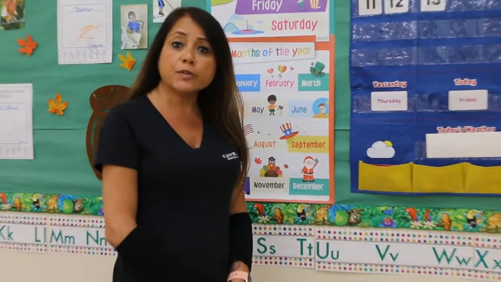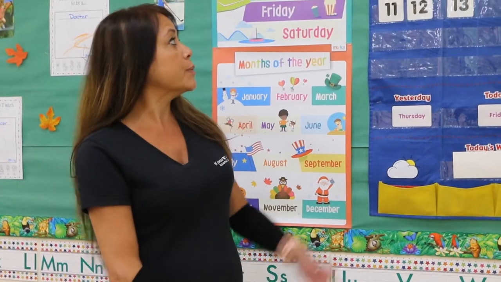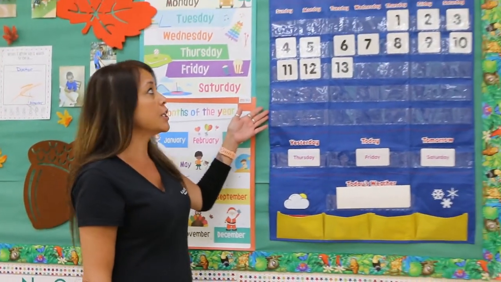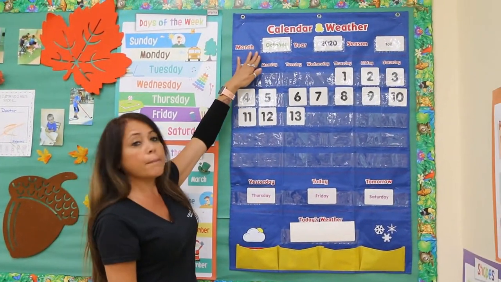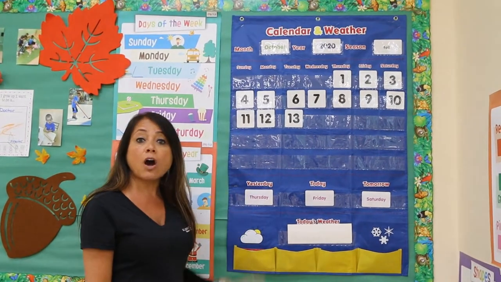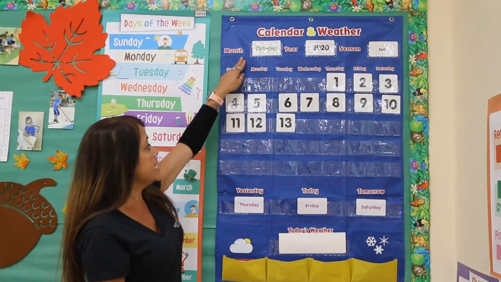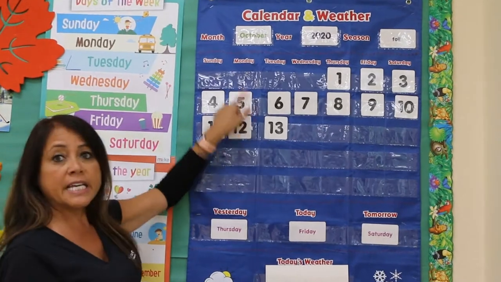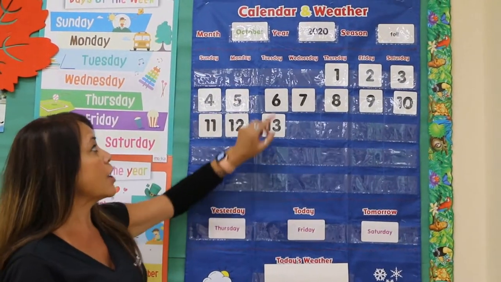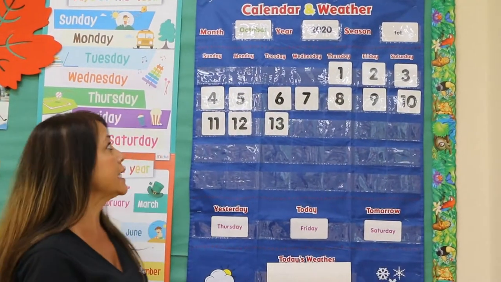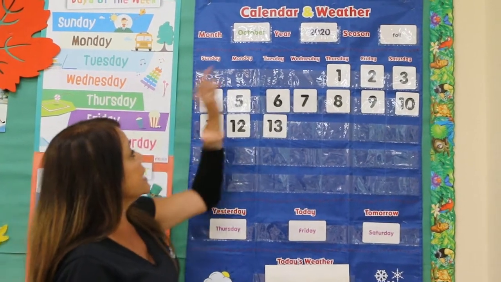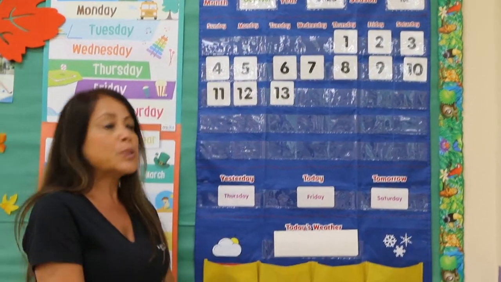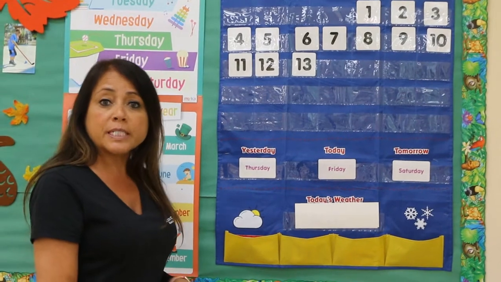Friends, we're going to come over to our circle time here in the classroom, and we're going to be working on the calendar. We're going to talk about what month it is, and what month is it? It's October. The date is going to be the 13th, October 13th, and our year is 2020. The season is fall. It's starting to get cool outside now that the leaves are going to be falling for the season.